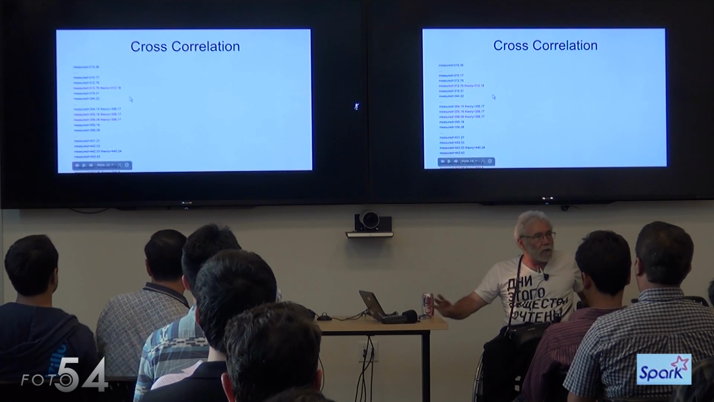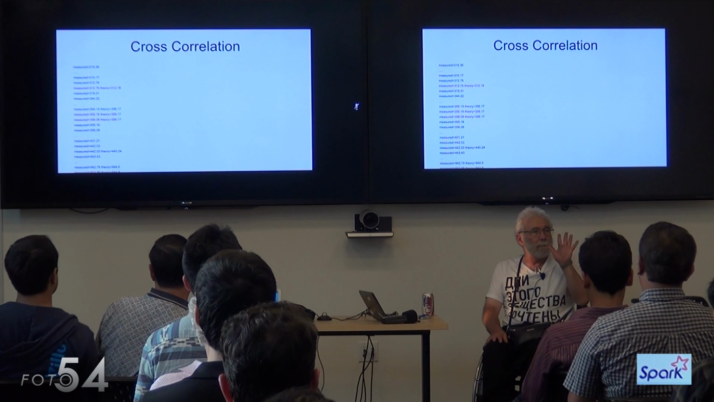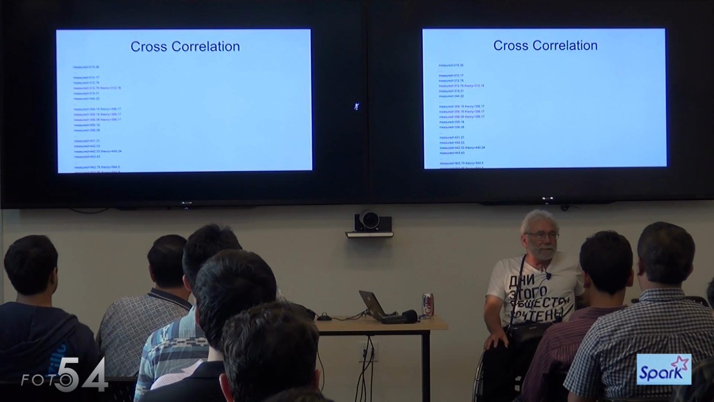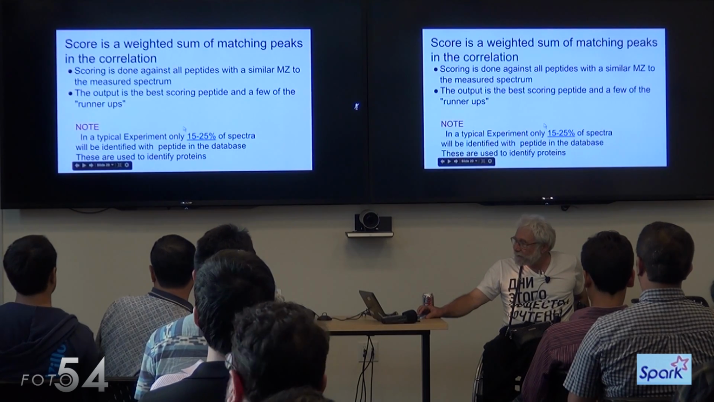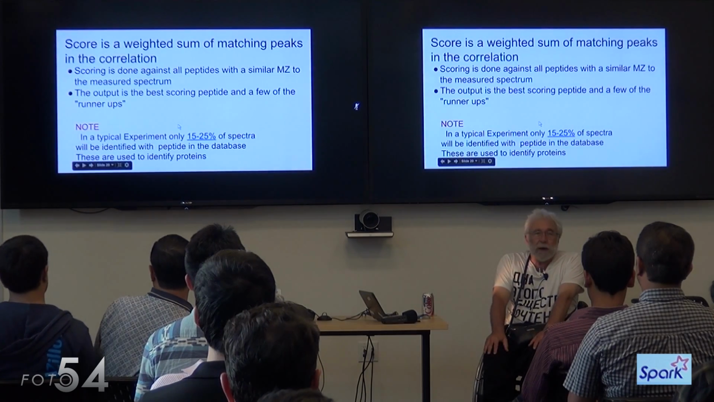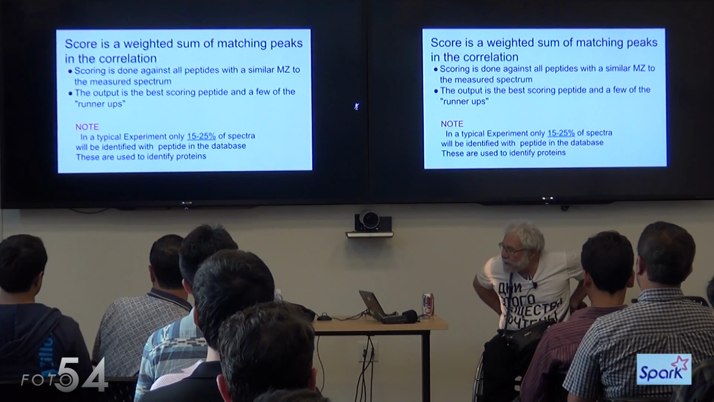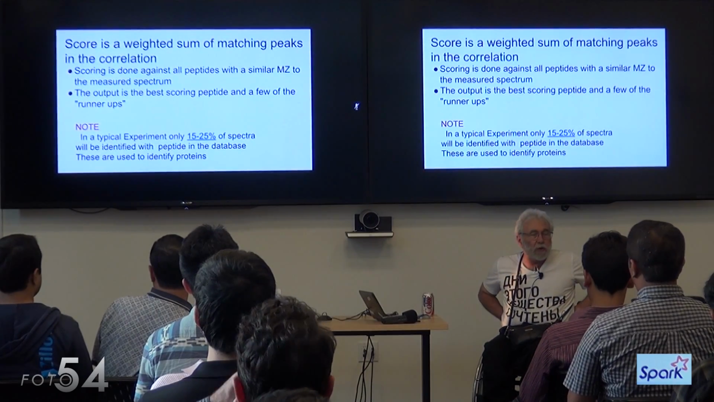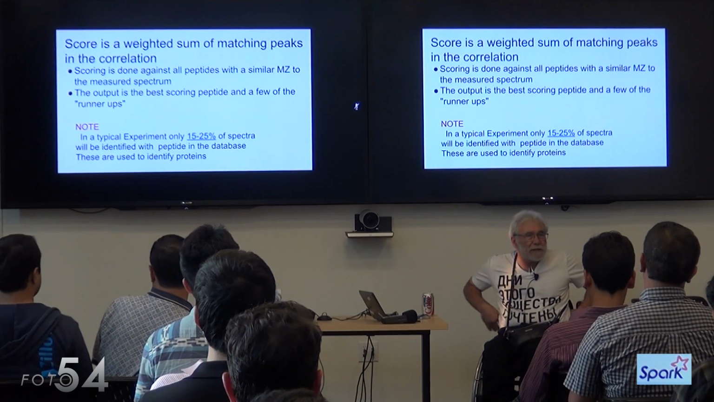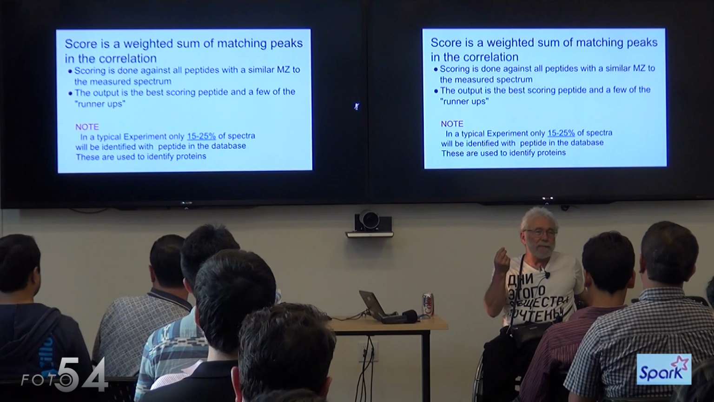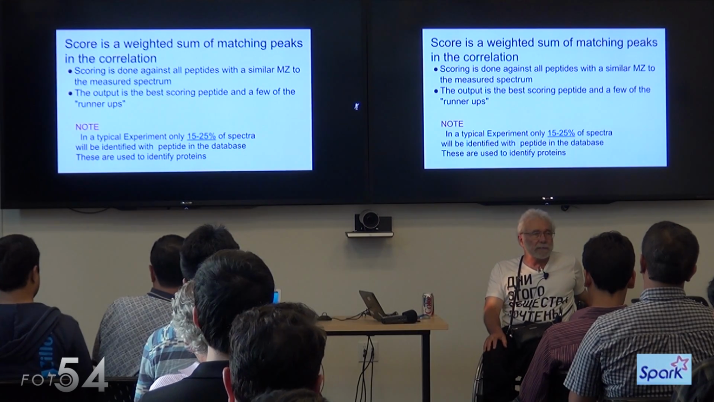So based on cross-correlation, you get a score. This spectrum matches this peptide. So you take a weighted sum of all of the peaks, and this gives you a score. You score your spectrum against all of the peptides, and the best scoring peptide is assigned to that spectrum.